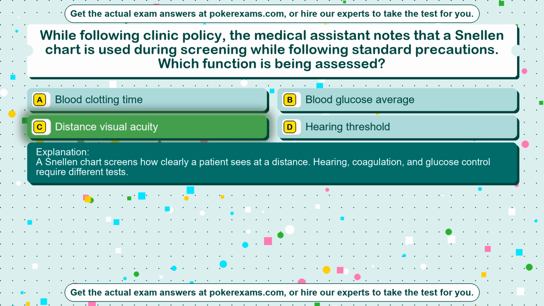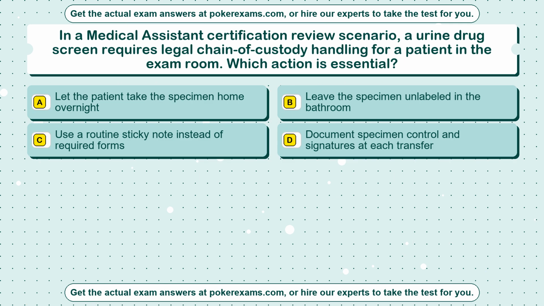A Snellen chart screens how clearly a patient sees at a distance. Hearing, coagulation, and glucose control require different tests. Question 20. In a medical assistant certification review scenario, a urine drug screen requires legal chain of custody handling for a patient in the exam room.